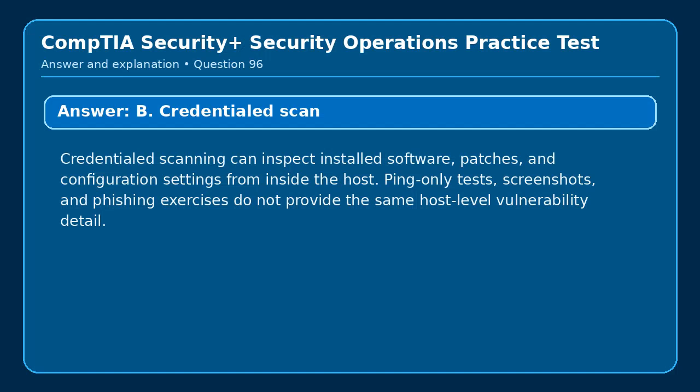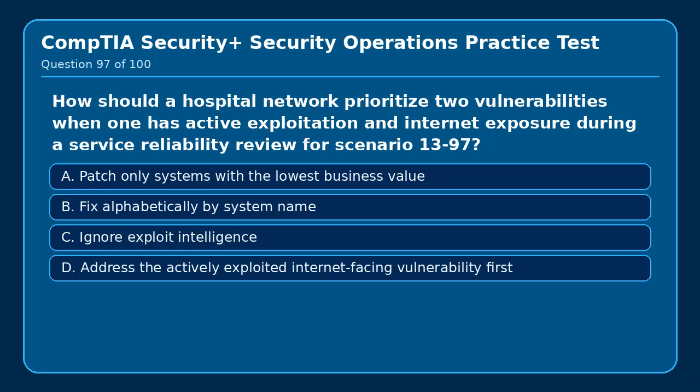The answer is A. Web application firewall. A WAF can inspect web requests and block patterns associated with attacks such as injection or cross-site scripting. Phone splitters, hubs, and FTP servers do not provide HTTP application layer protection.